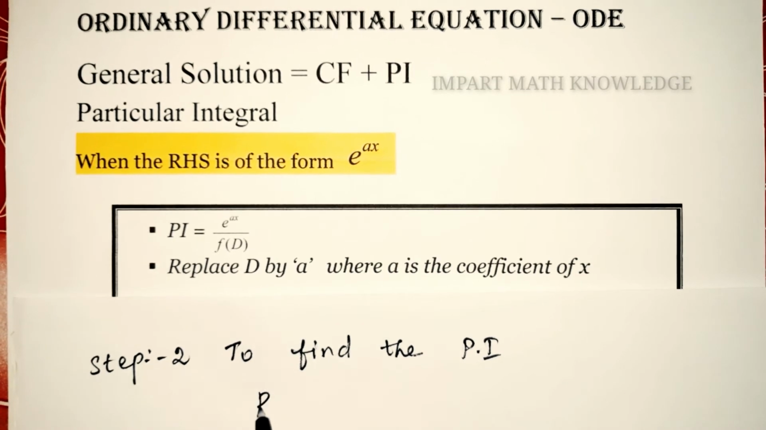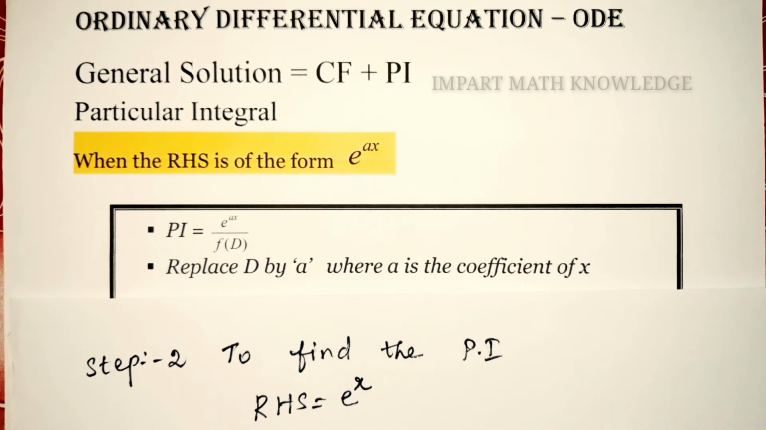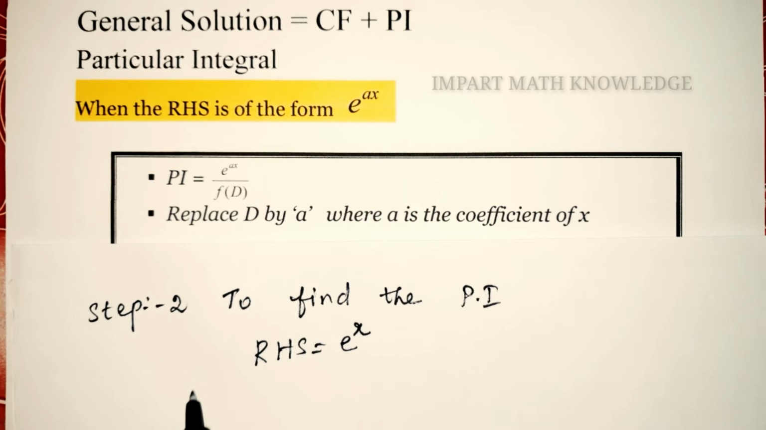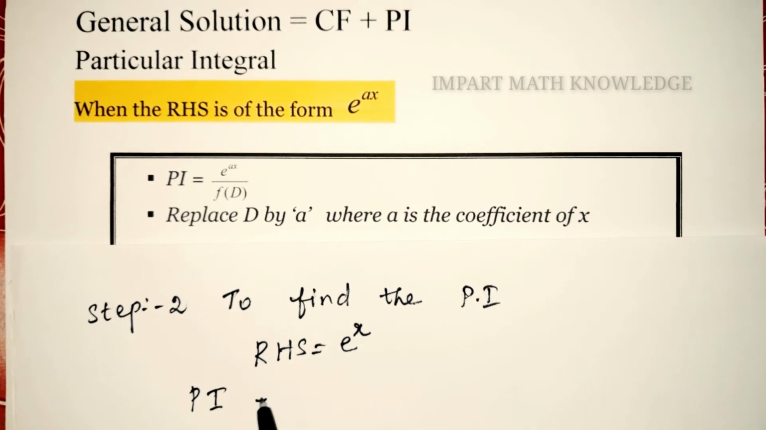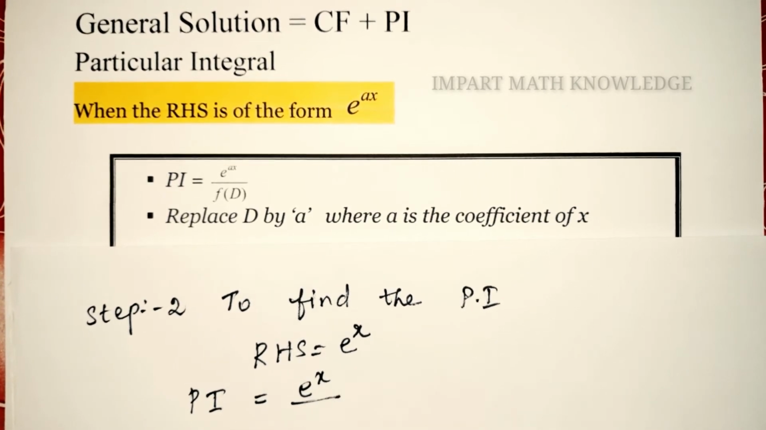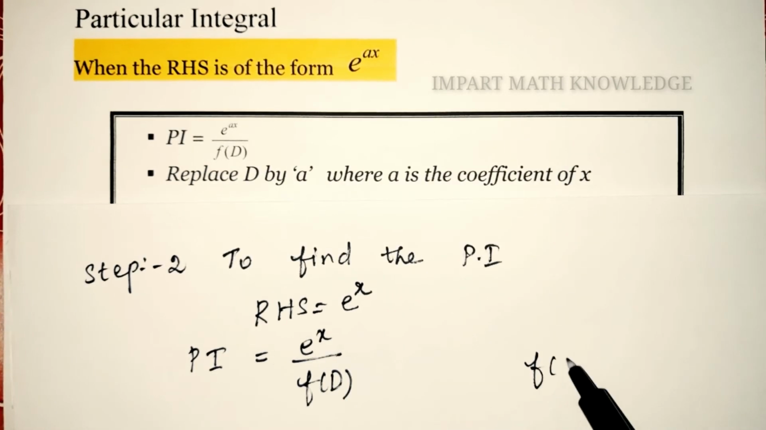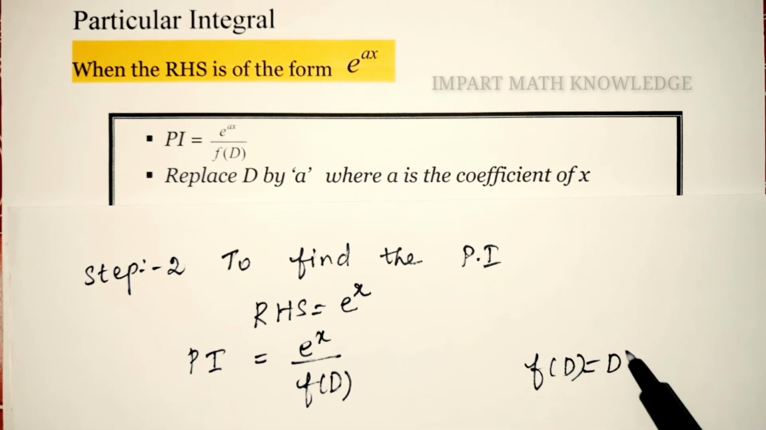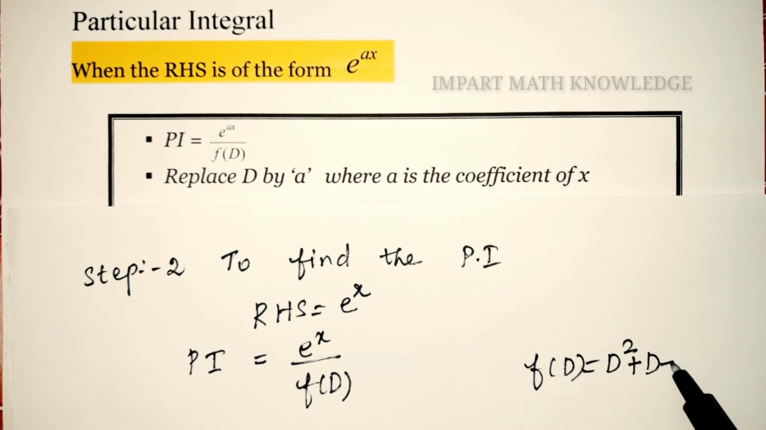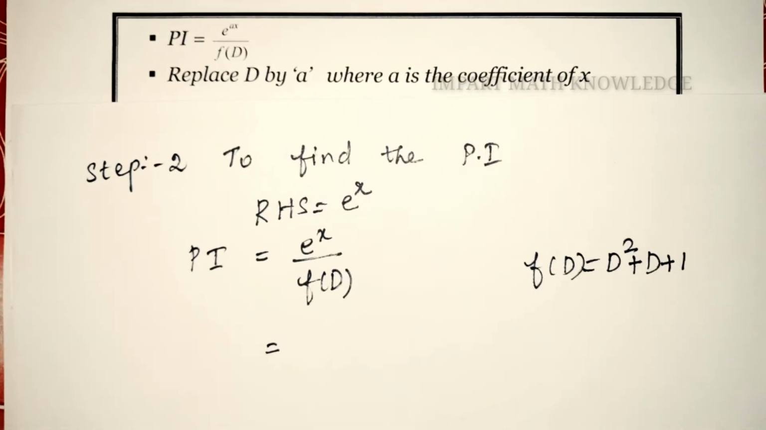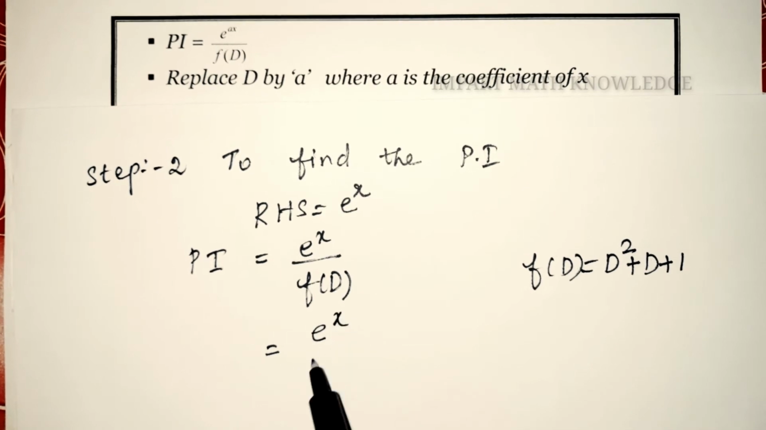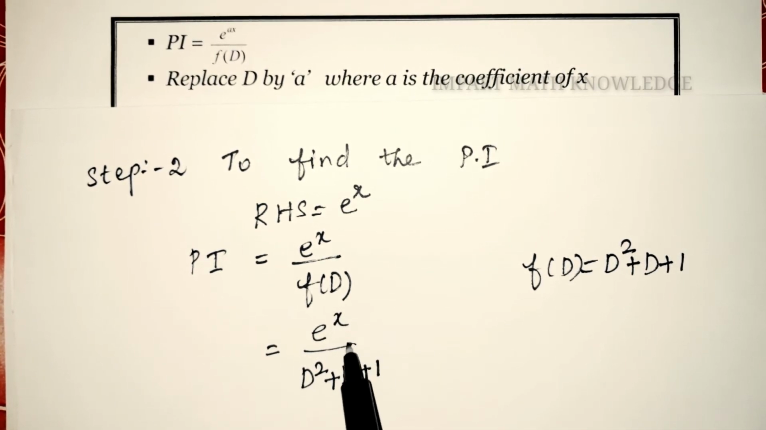Step 2: to find the particular integral. Here the right hand side is e power x. So, particular integral is e power x by f of D. Here f of D is D square plus D plus 1. So, particular integral is e power x by D square plus D plus 1.